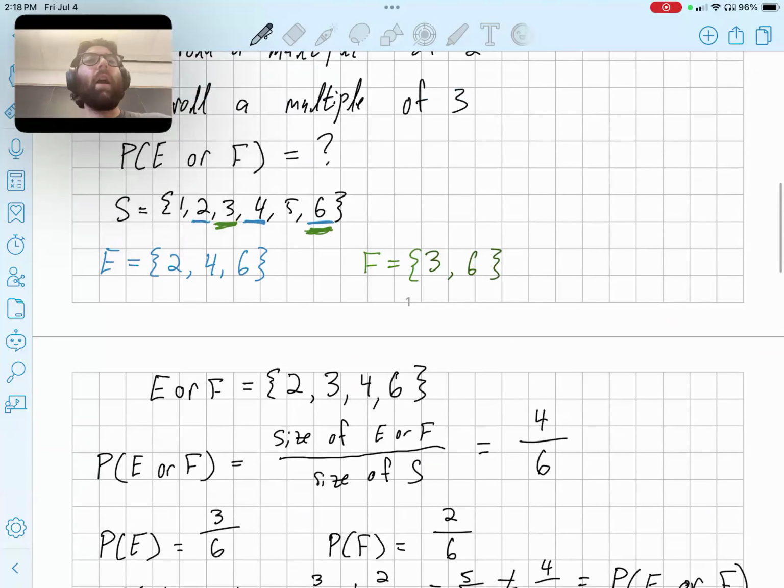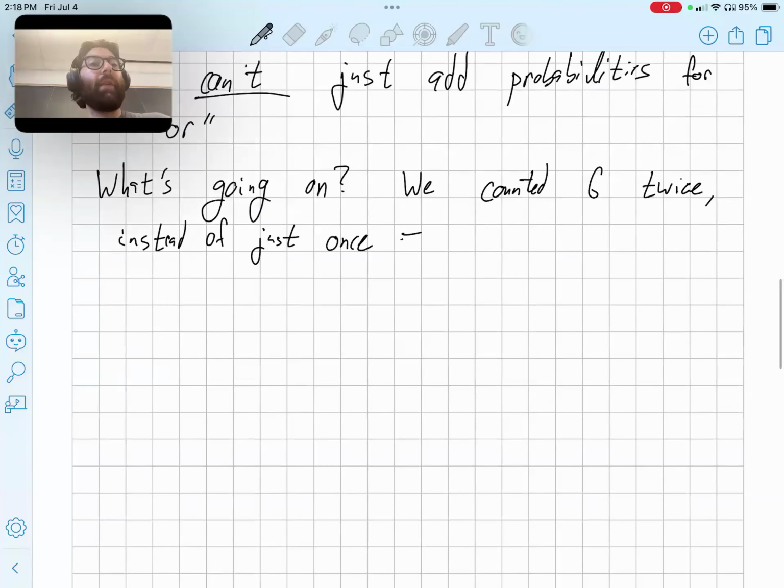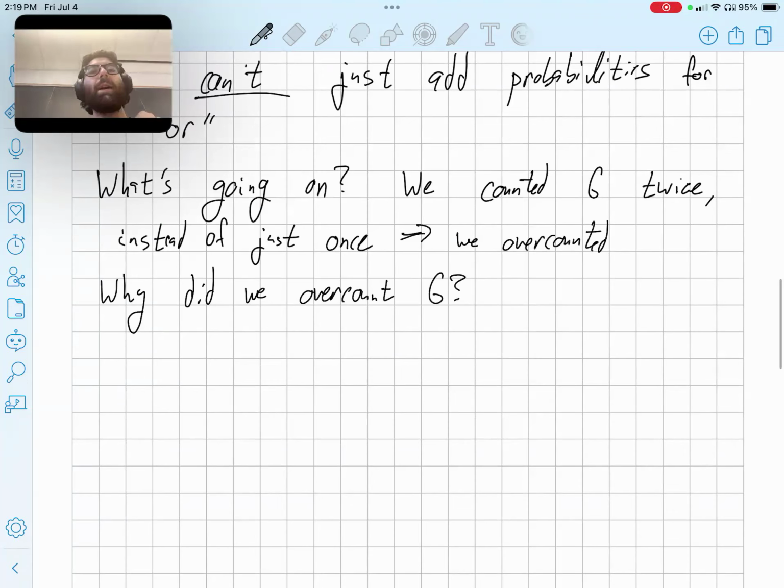Okay, because we're saying, oh, we're counting it once for E and once for F. But we only want to count it once. We don't want to overcount it. And so that tells us that we overcounted. But why did we overcount 6? Why did we overcount 6?